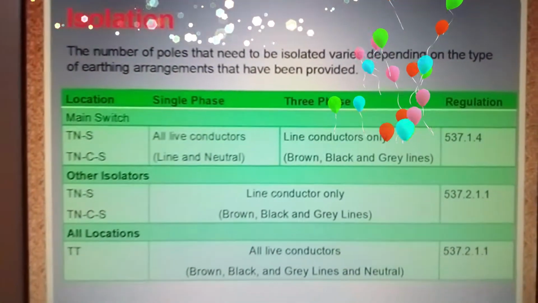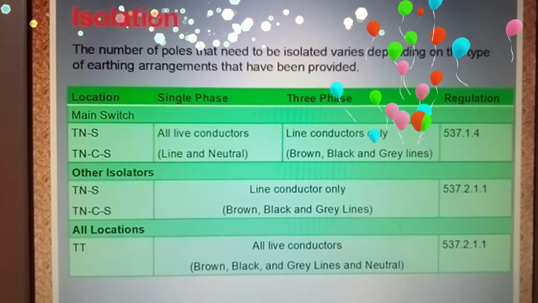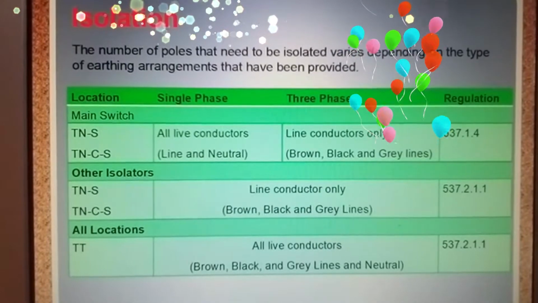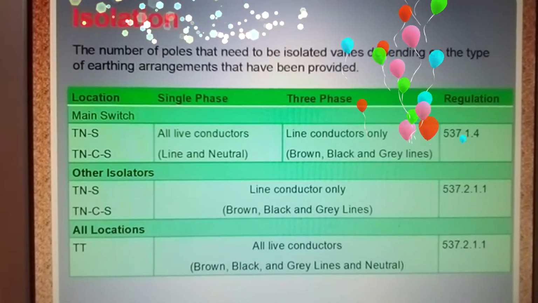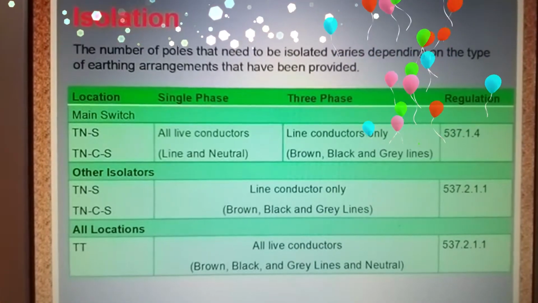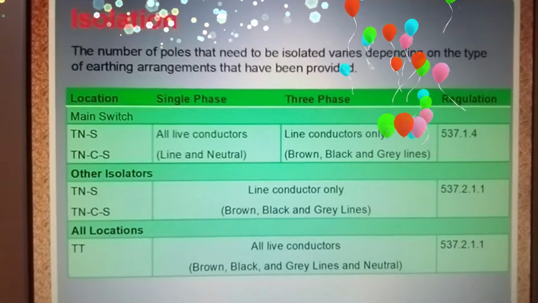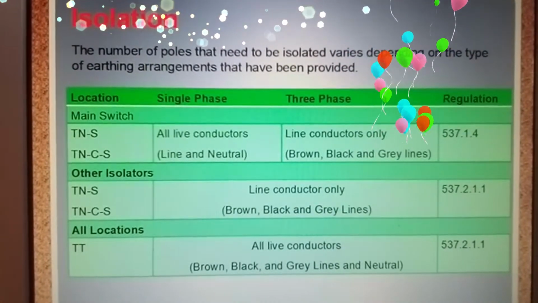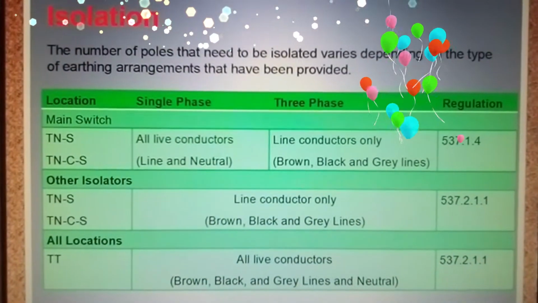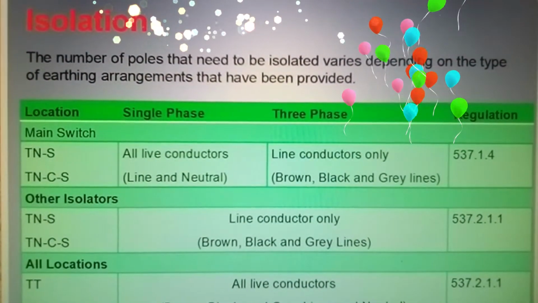Okay. And here are the various types of isolation systems: TN-S, TN-C-S systems, TN-S and TN-C-S systems again. All locations, TT systems. Okay. And some tell you and direct you to the mode of isolation.